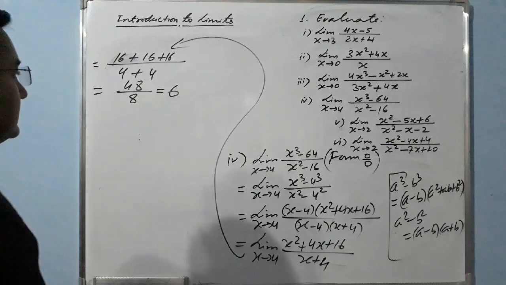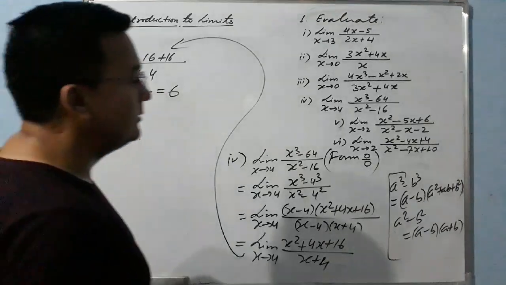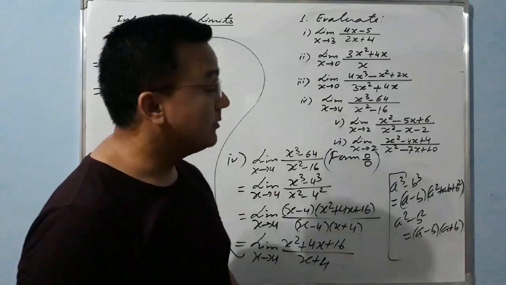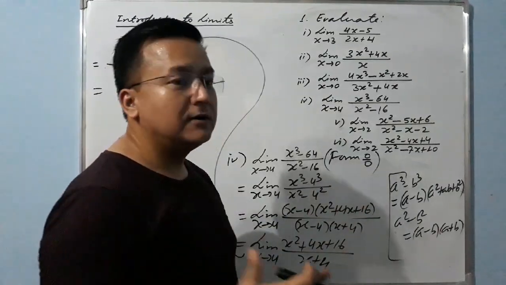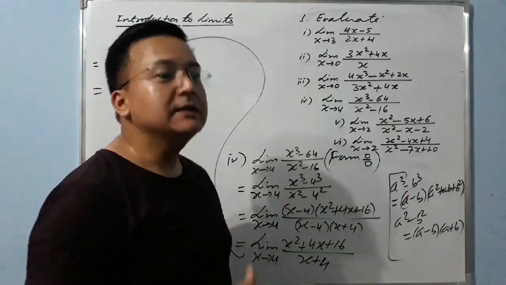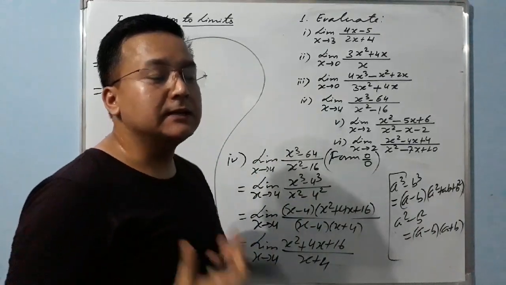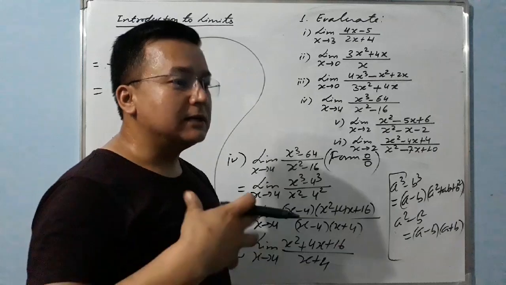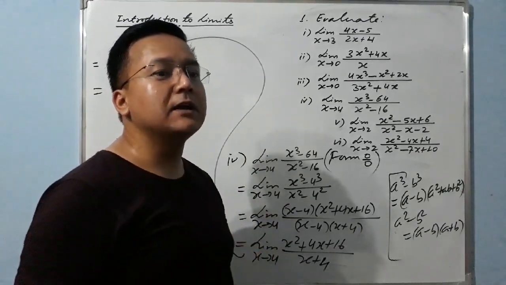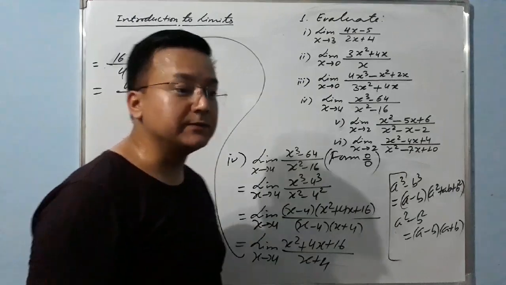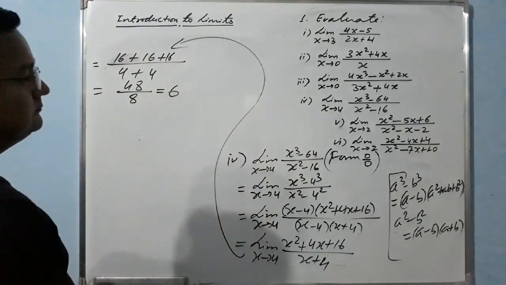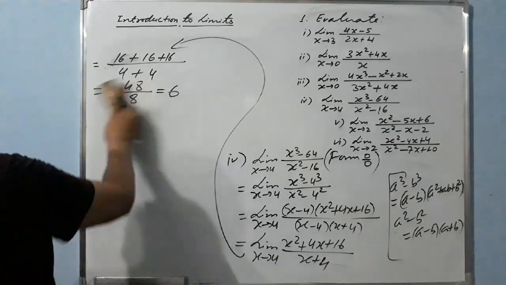does not exist. But the limit of a function never comes in this form: 0 upon 0, or infinity minus infinity, infinity upon infinity. These are indeterminate forms. Again and again I am telling you all, if you are getting this form, this means you have to simplify the function further. Okay, clear. Now question number 5.